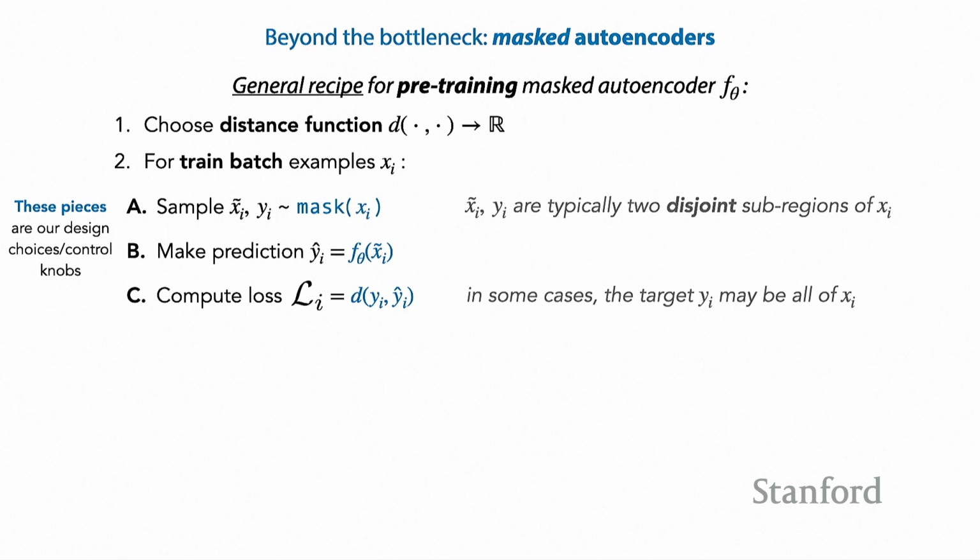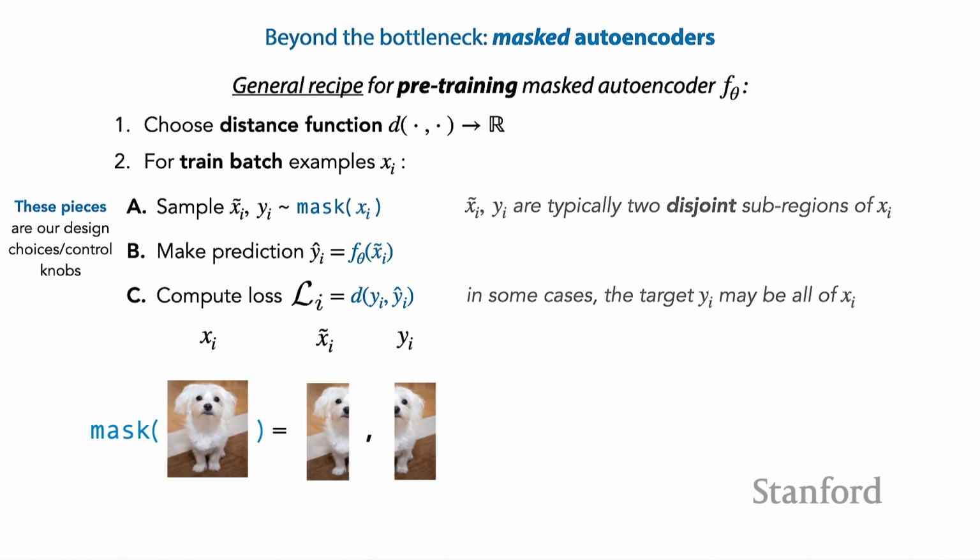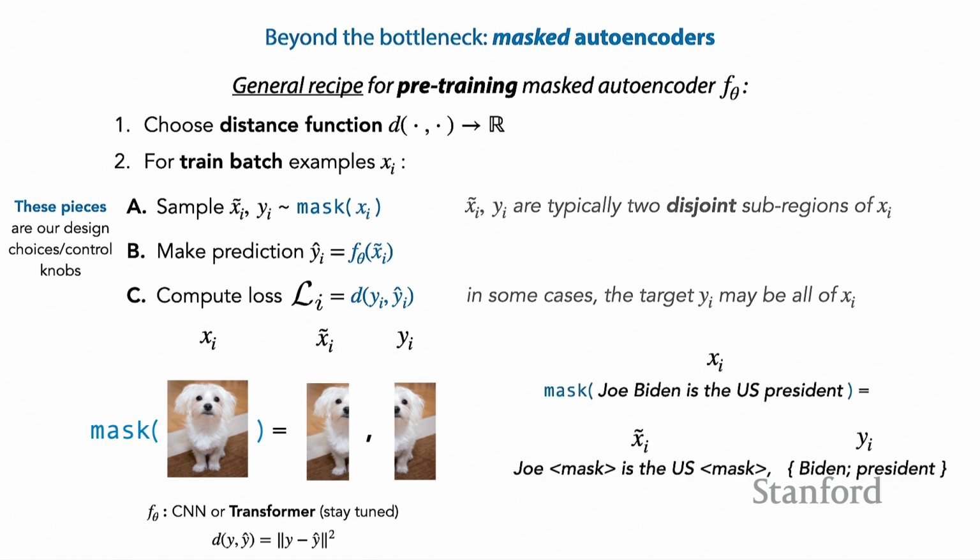It's really just this masking function that we are now able to define, which gives us one more knob to turn. As an example, in the case of an image, we'll split it up into two subregions. Our model might be a convnet or a transformer, which we'll talk about a little later. And our distance function might just be L2 distance.